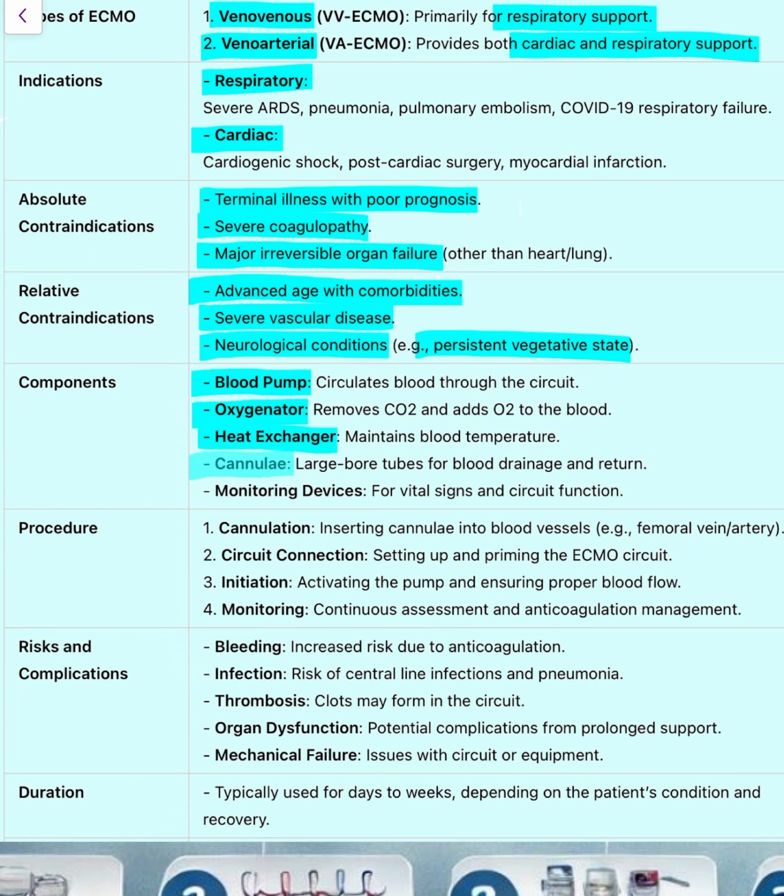Next is cannulae, like large bore cannulas, venous or arterial cannulas. Monitoring devices, right, for the vital signs and the circuit function monitoring. Other than that, heparin is used, right?